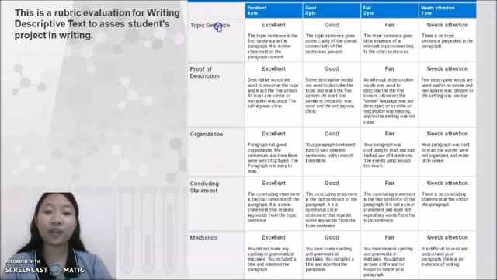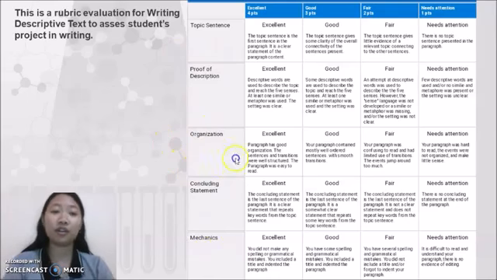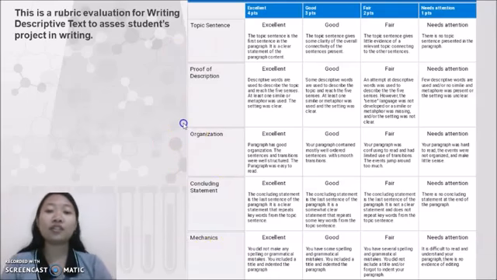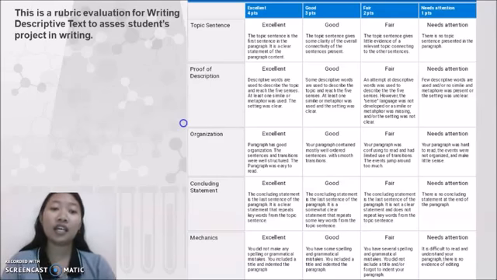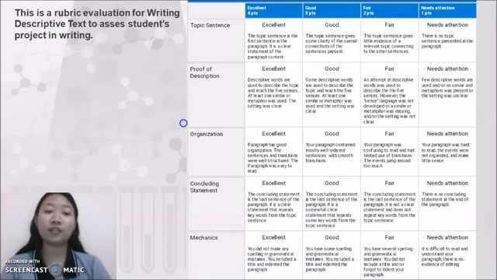So the aspects in the rubric assessment are like this: the criteria are topic sentence and also proof of description, organization, concluding statement, and also the mechanics. So this is an example of effective assessment in evaluating the writing of descriptive text by the student.